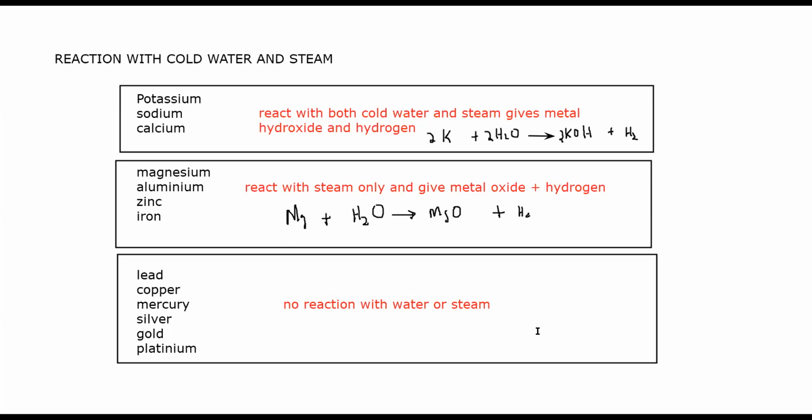So again, it is according to the reactivity. Potassium, sodium, calcium, they react with both cold water and steam. Magnesium till iron, they can only react with steam, no reaction with cold water. And the least reactive elements such as lead, copper, mercury, they don't react with water. Both it will form metal hydroxide, even with cold water or with steam, both cases.